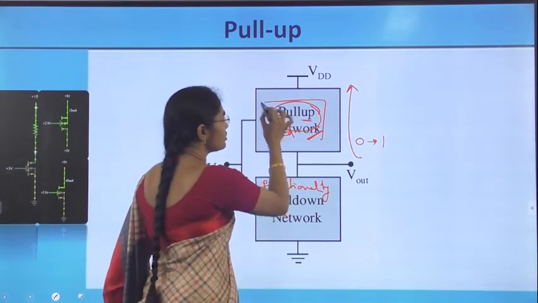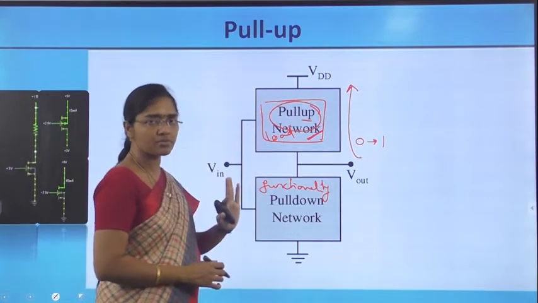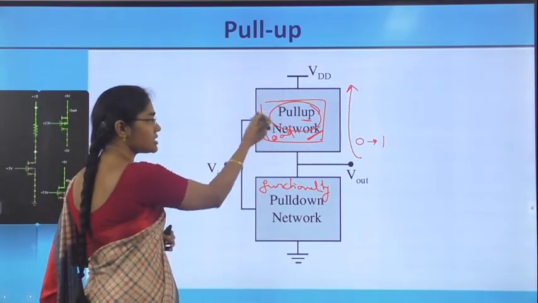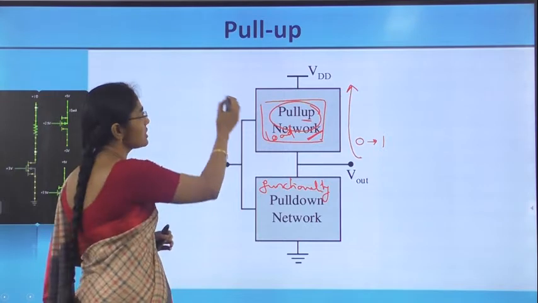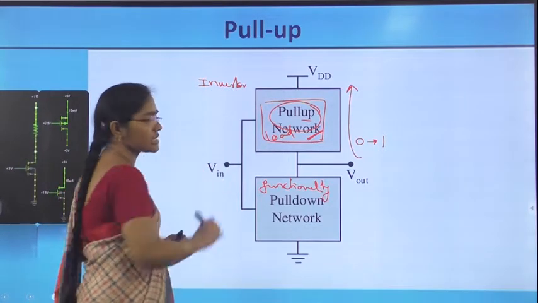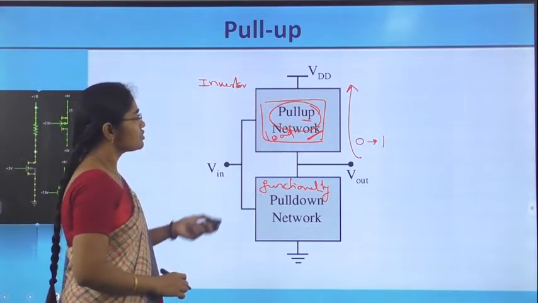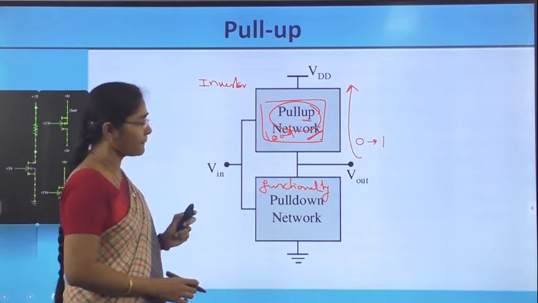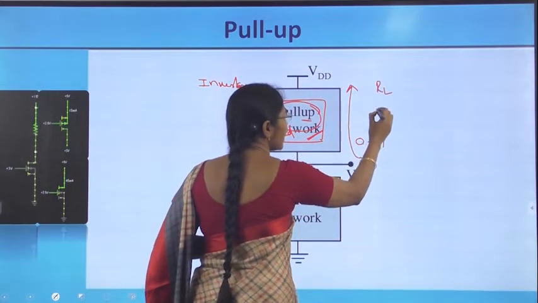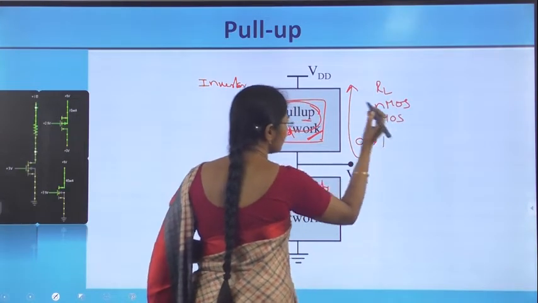Coming to this pull-up network, what are the different devices that can be used as pull-ups? We are going to see that now. To see the different load devices, we are taking the example of an inverter for understanding the pull-up devices and their effects and characteristics. This load device may be either RL, or an NMOS transistor can be used as a load, or a PMOS transistor can be used as a load.